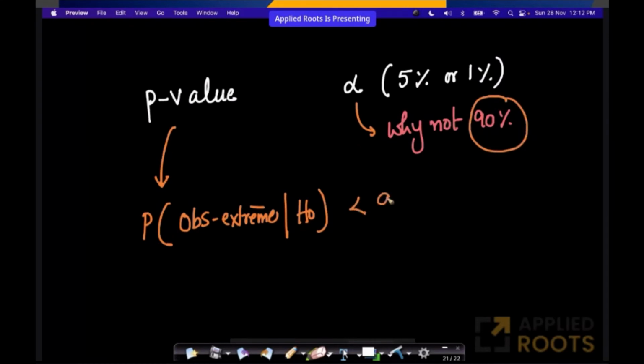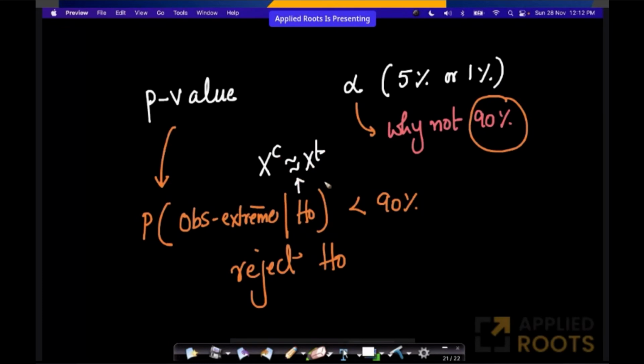When this is less than 90%, you're saying let's accept, and when it is 90%, we'll say we reject the null hypothesis. But that makes no sense, right? Why doesn't it make sense? Because look at this. What is a null hypothesis? Let's take our example itself. Our example is XC is similar to XT. That is a null hypothesis, right?